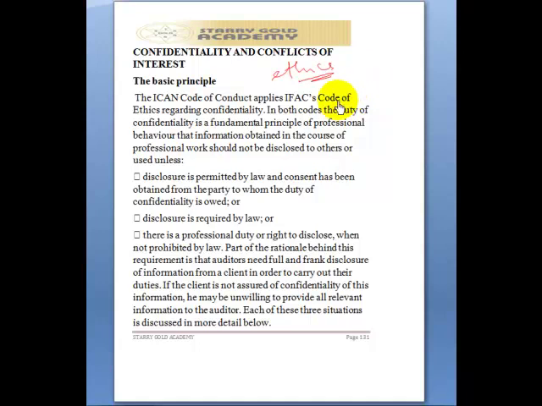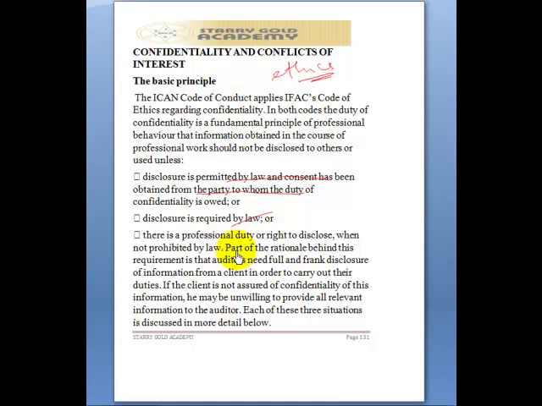The basic principle: we said the ICAN code of conduct applies IFAC's code of ethics regarding confidentiality. That is, information obtained in the course of professional work should not be disclosed to others or used unless disclosure is permitted by law and consent has been obtained from the party to whom the duty of confidentiality is owed, or disclosure is required by law, or there is a professional duty or right to disclose when not prohibited by law. So that is it.